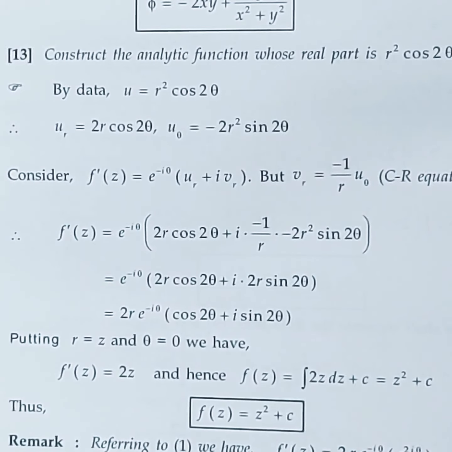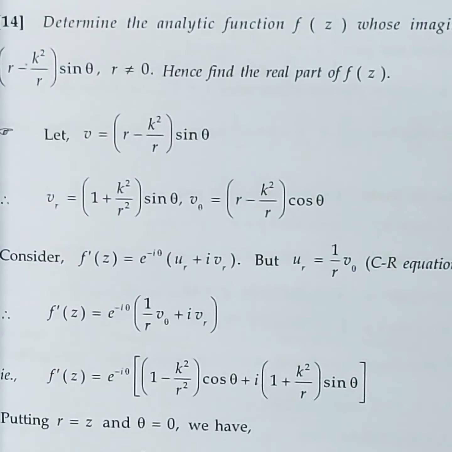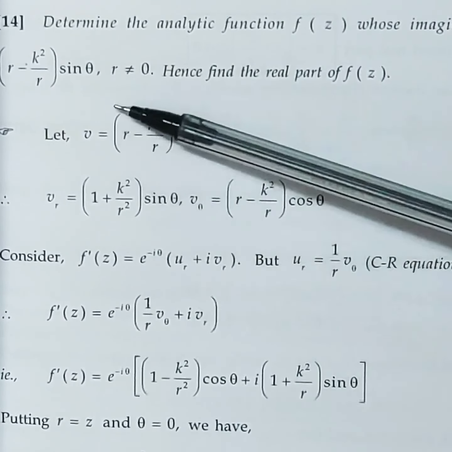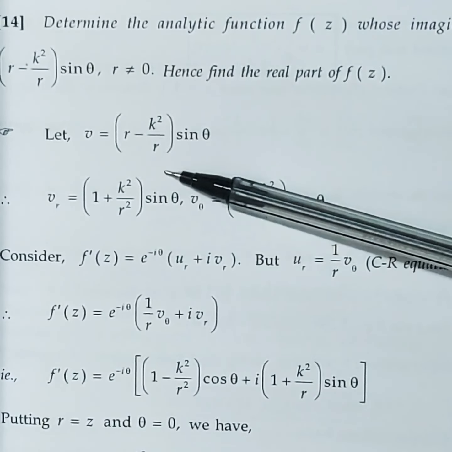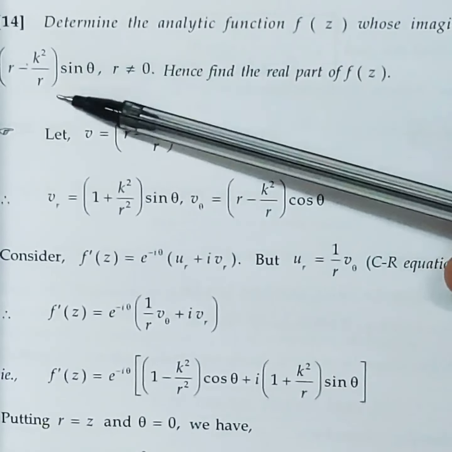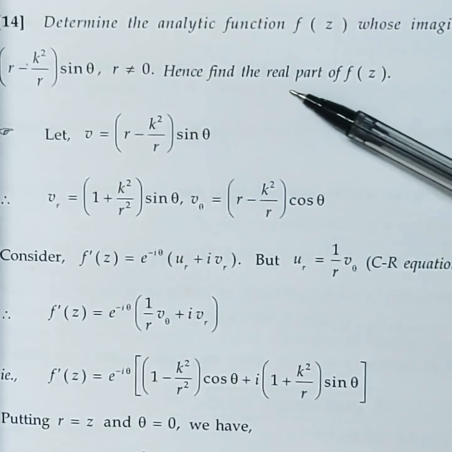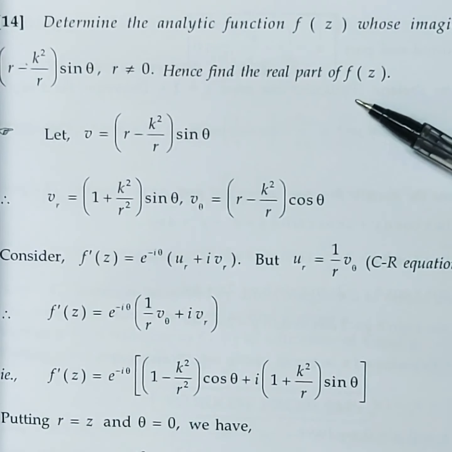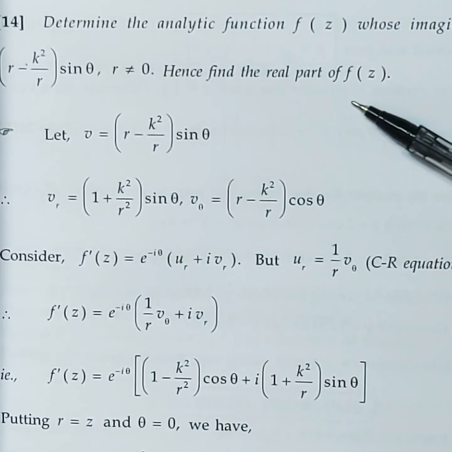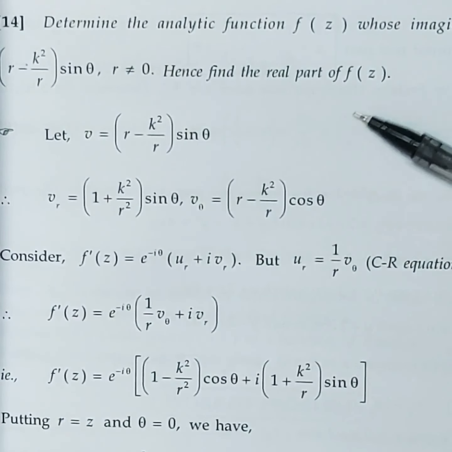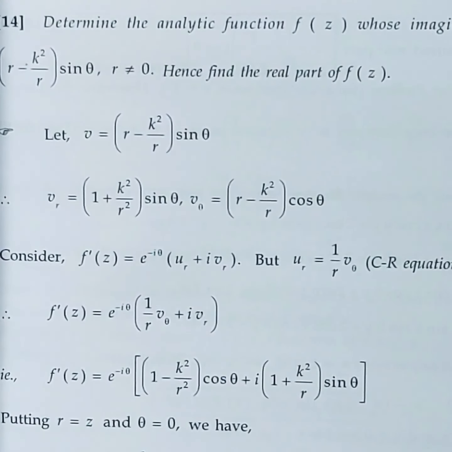Now see this problem: determine the analytic function f of z whose imaginary part is, so they have given the imaginary part, so this is nothing but v. v is equal to r minus k square by r into sin theta. And hence find the real part of f of z. So normally they will ask to construct f of z. Once we get f of z, then it's easy for us to segregate u and v. That's not a big problem. So the procedure is going to be the same.